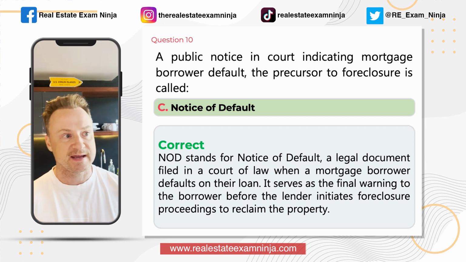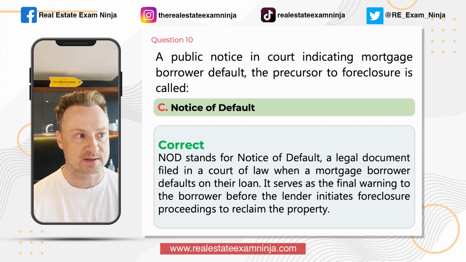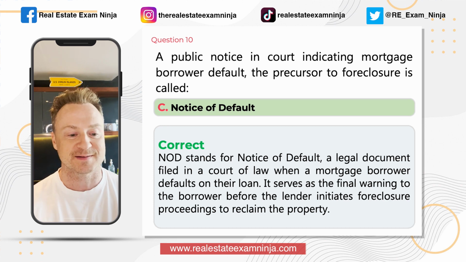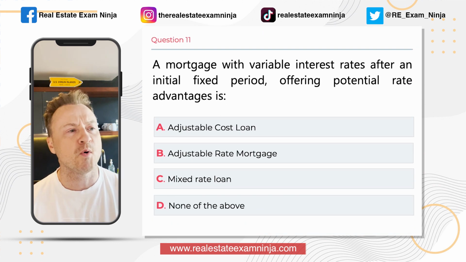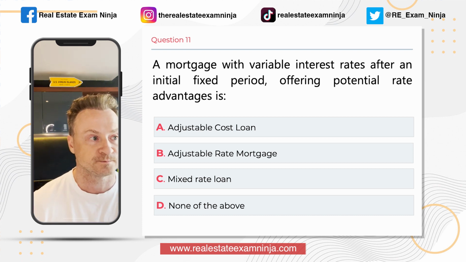In 2008, this was going crazy. I was there. I was buying. I was buying as much as I could. All right, a mortgage with a variable interest rate after an initial fixed period, offering potential rate advantages, is called what?